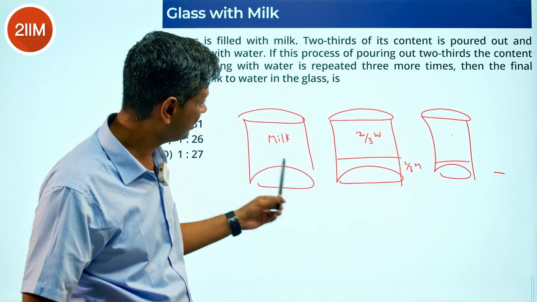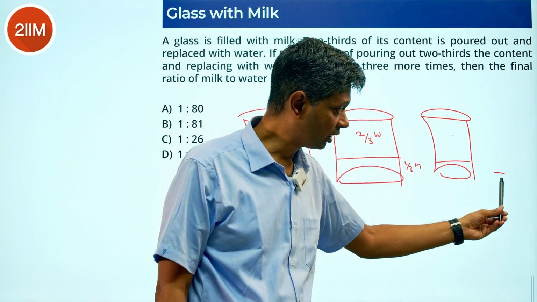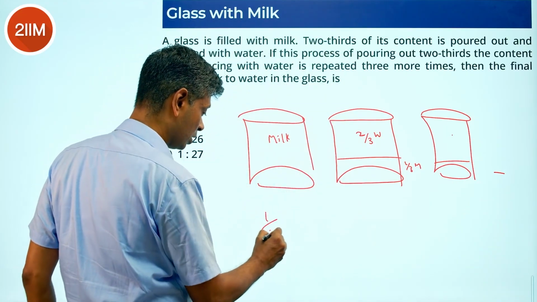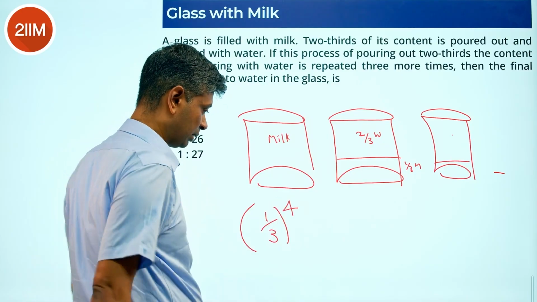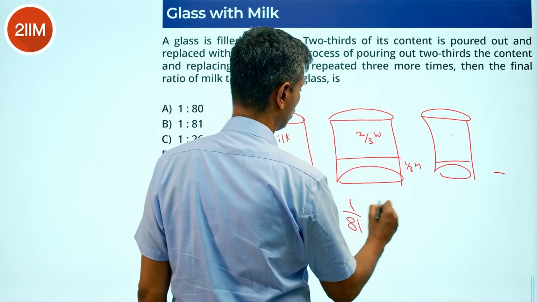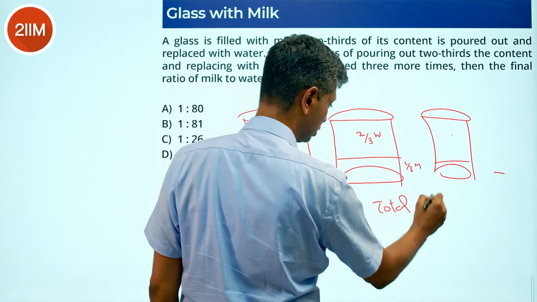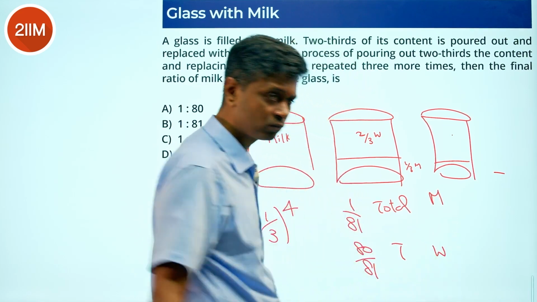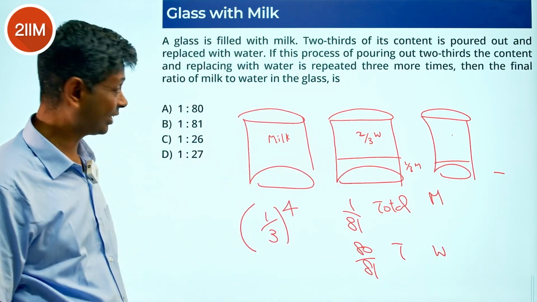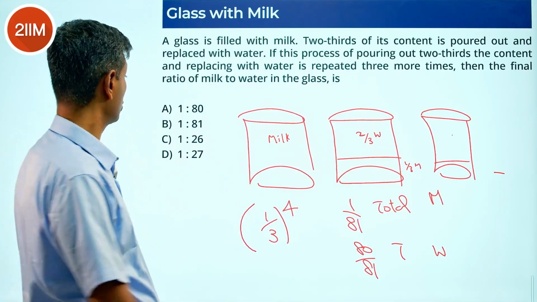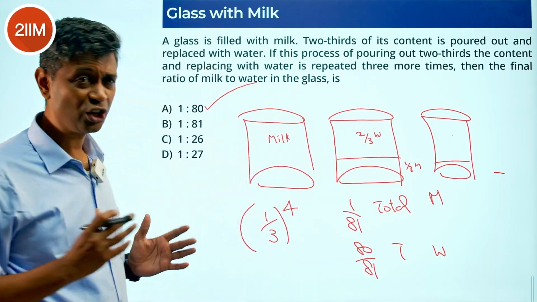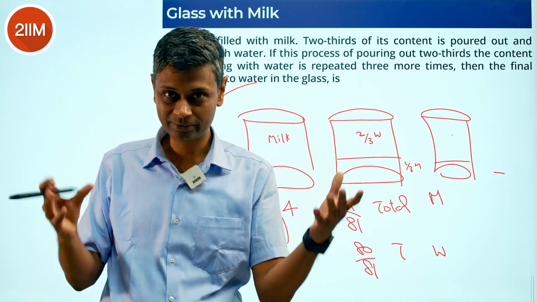Whatever milk was here, 1/3 of that will be here, 1/3 of that will be here, 1/3 of that will be here, 1/3 of that will be here. Total milk was 1. After 4 stages, milk will be 1/3 power 4, 1/81 of the total. This is milk. 80/81 of the total will be water. Or milk is to water in the glass is 1:80. Brilliant. At every stage, 1/3 of the milk is retained.